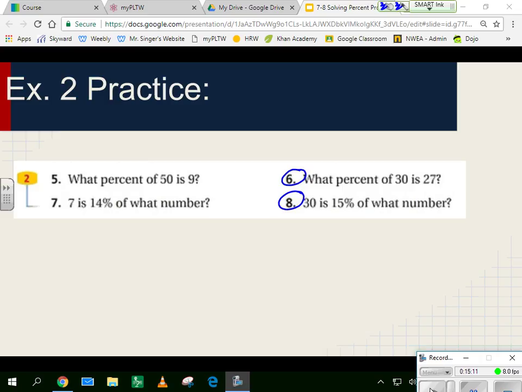So for your turn, I want you to do 6 and 8 this time. We'll leave 5 and 7 if you want extra practice. Choose which method you want to use. If you want to use proportion, go ahead. If you want to use the equation method I just showed you, go ahead. I will be showing you the equation method in these two problems on how I solved it, just so you know. Good luck.